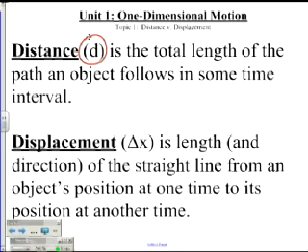interval. Okay? Displacement, the symbol for displacement is actually the Greek letter delta followed by an x. The Greek letter delta is just this triangle. We'll learn a little bit more about why that's the symbol in a day or two. But for now, just know that triangle x means displacement. And that is a measure of the displacement and the direction of the straight line from an object's position at one time to its position at another time. Okay? So again, that'll be a little bit clearer as we go through an example.